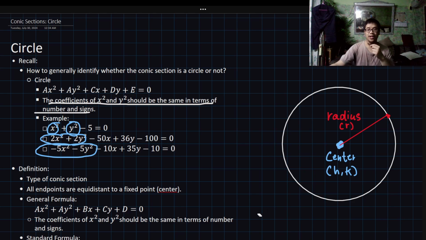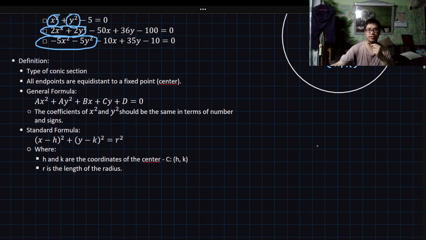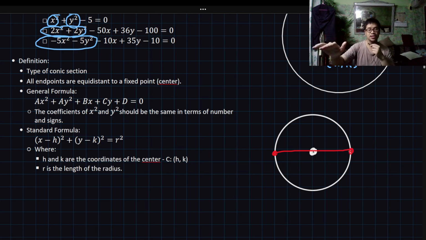So what if I have a chord? Let me draw another circle. This is the center. I draw a chord that passes through the center. Like the line, it's so straight. It's not bendable or a curve shape. It's a straight line passing through the center.